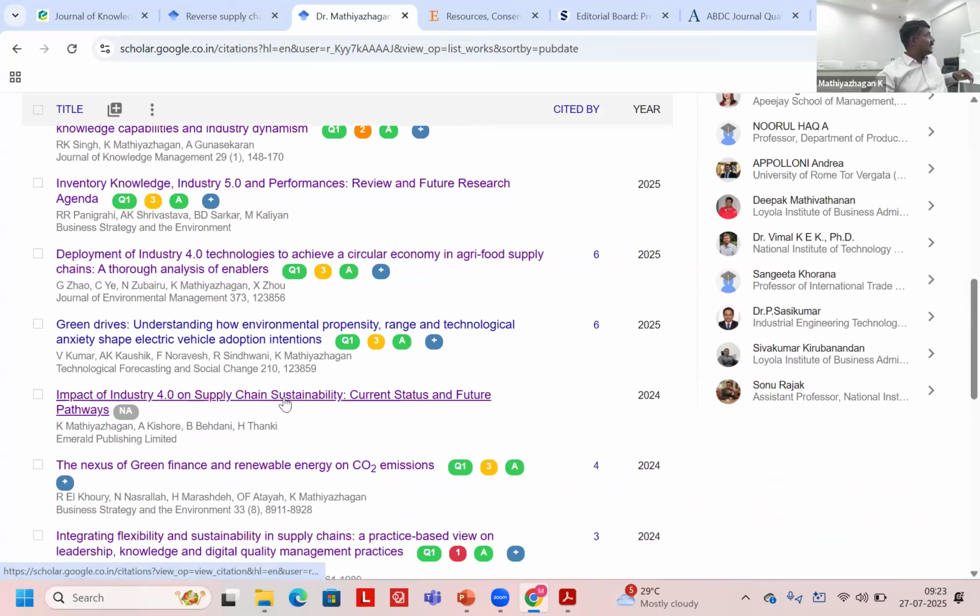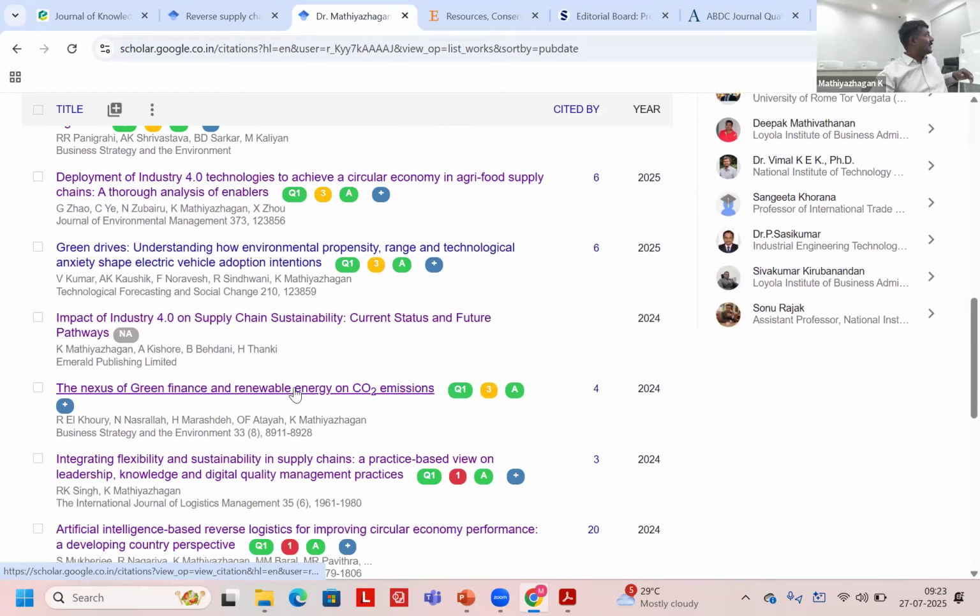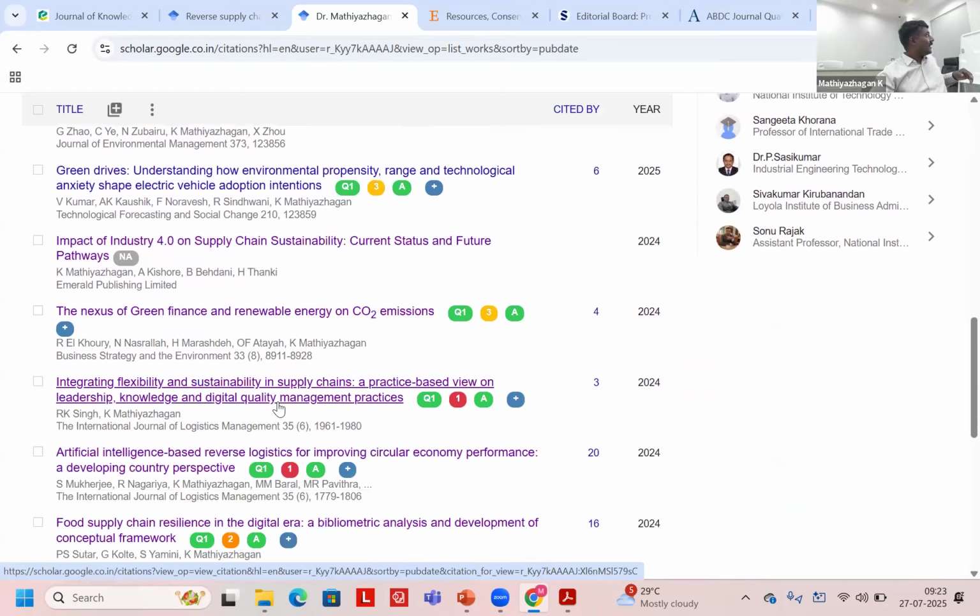This is a book also on sustainability. You can see sustainability, green finance. Another one is supply chain sustainability. If you see all my papers, sustainability is a common theme. So you are not only publishing your papers, you are going to create your identity.